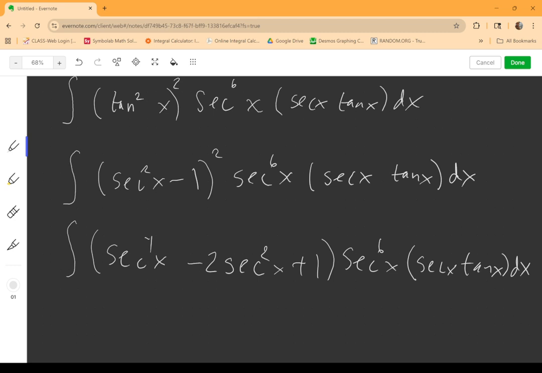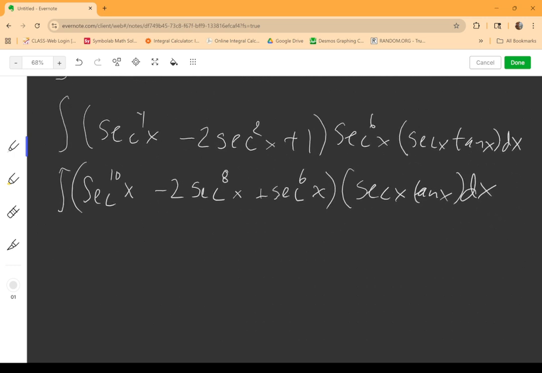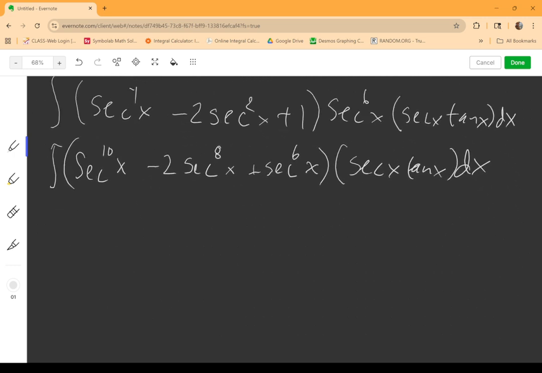All right, distributing in that secant to the 6th, we get secant to the 10th power of x minus 2 secant to the 8th power of x plus secant to the 6th power of x. And again, here are secant x tangent x dx. All right, again, just saving it for my substitution, right? Since it is the derivative of the secant.